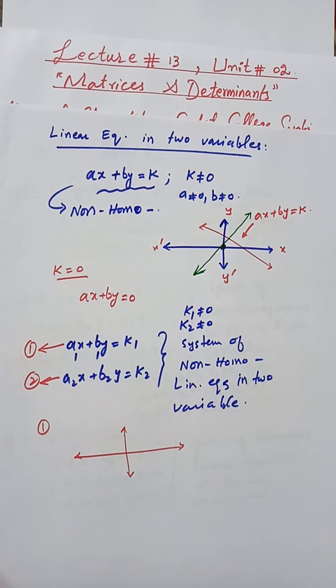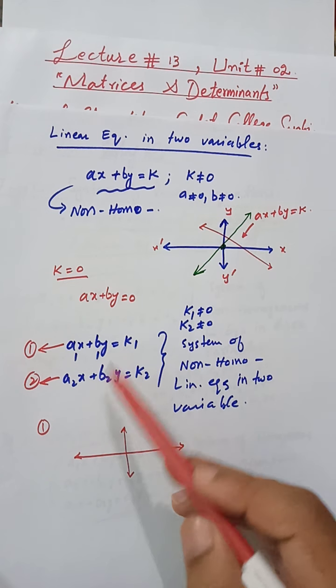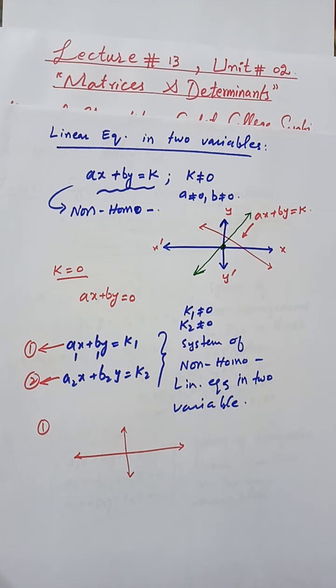So this is one possibility. Then another possibility for the solution is that there may be infinitely many solutions, meaning there are infinite values of x and infinite values of y which satisfy both the equations. And the third possibility is that there is no value of x and y which satisfies equation number 1 and equation number 2, meaning the system has no solution.